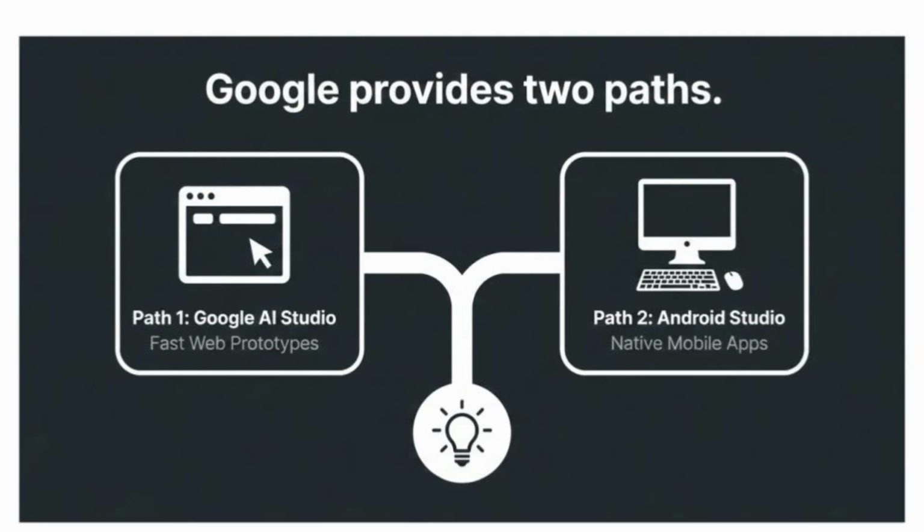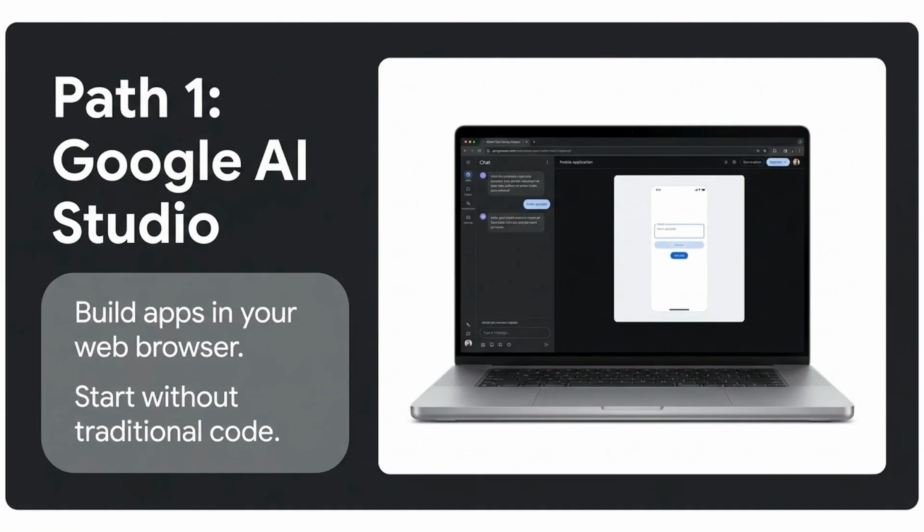Google provides two paths for app development. Path 1 is Google AI Studio for fast web prototypes. Path 2 is Android Studio for native mobile apps. Path 1 is Google AI Studio, where you can build apps in your web browser. You can start creating without traditional code.